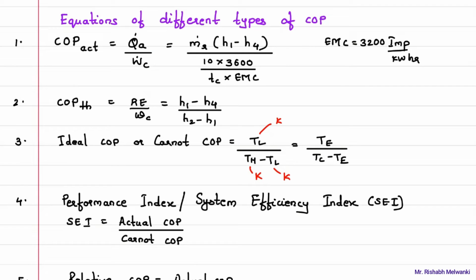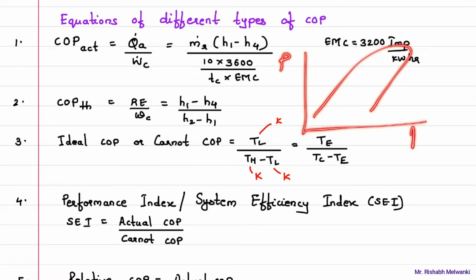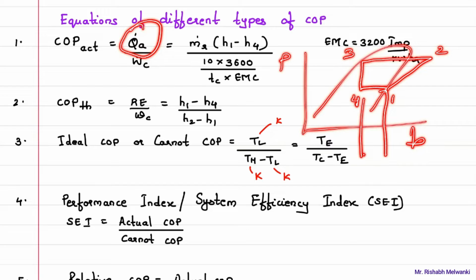Now you observe over here, according to the pH chart, suppose this is the pH chart. So 1 to 2 is compression, 2 to 3 is condensation, 3 to 4 is expansion, and 4 to 1 is evaporation. Like this we will have numbering. So basically, the heat is absorbed during process 4 to 1. So H1 minus H4, higher enthalpy minus lower enthalpy, into mass flow rate of refrigerant will give us the value of Q dot A.